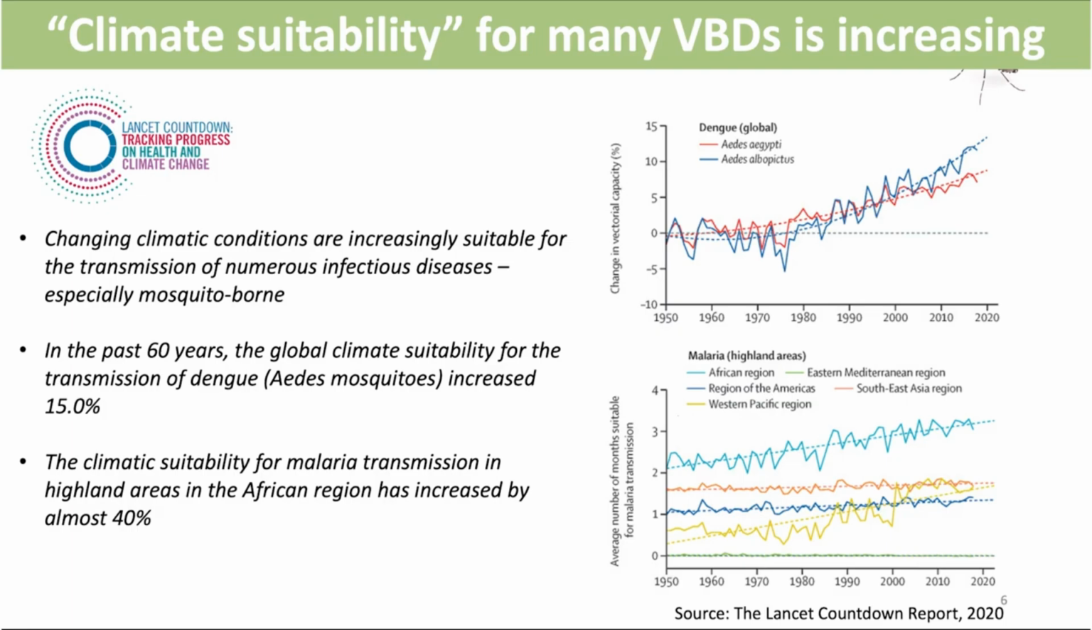And in the past 60 years, for instance, the global climate suitability for the transmission of dengue caused by Aedes mosquitoes has increased about 15%. Likewise, we see that the climatic suitability for malaria transmission, for instance, in highland areas, the cooler areas in the African region, has increased by almost 40%.